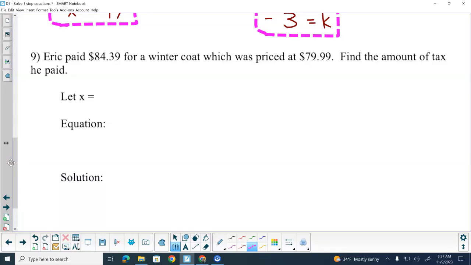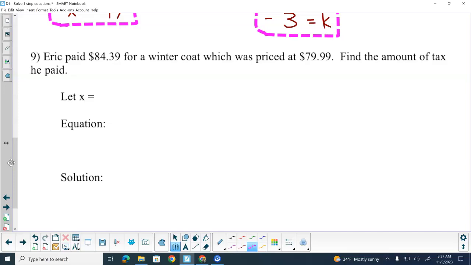The very first thing that we need to do in a word problem is we need to read it. Okay? You got to read it so that you figure out what you have and what you need to find. Eric paid $84.39 for a winter coat, which was priced at $79.99. Find the amount of tax he paid.